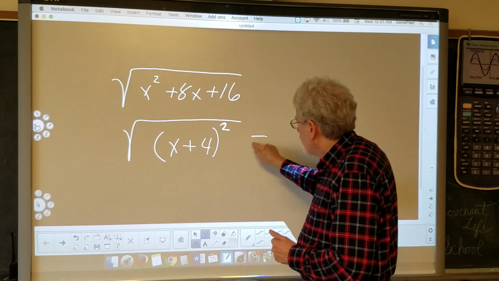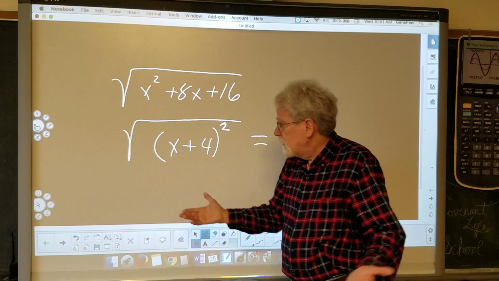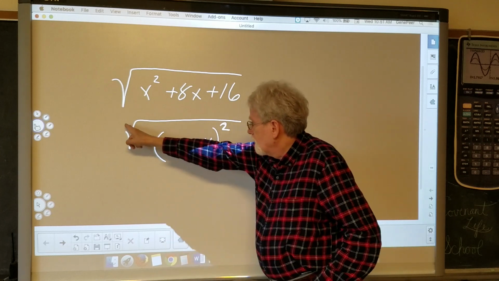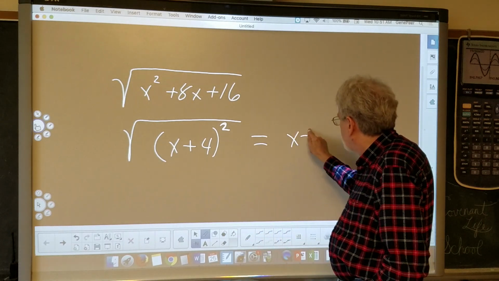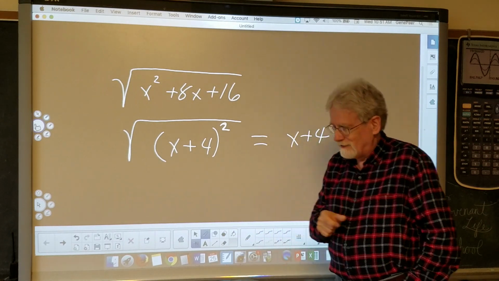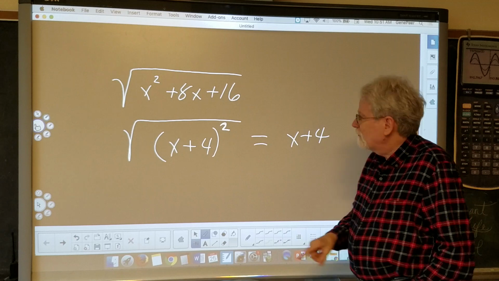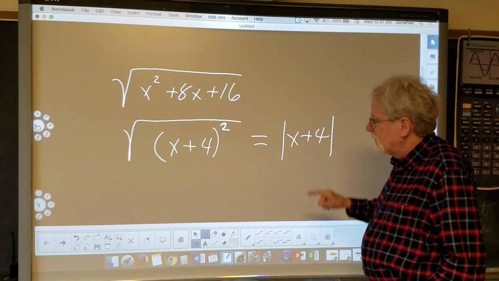So now, what do we have? Similar to the previous example. The square root and the square cancel each other out. We're left with x plus 4, right? Wrong! Good, you got it. It's not x plus 4. It's the absolute value of x plus 4.